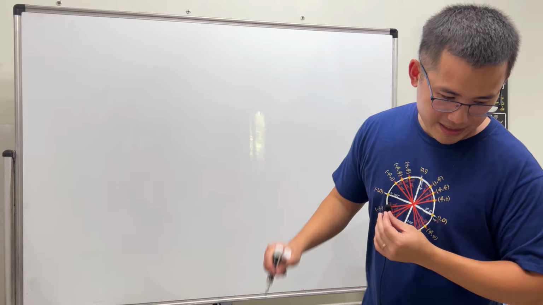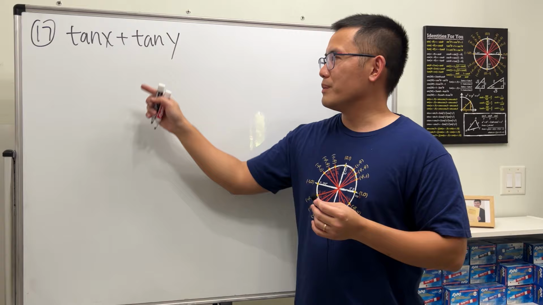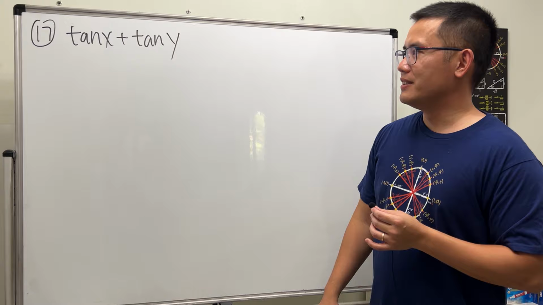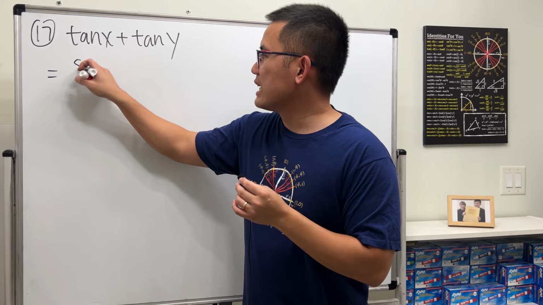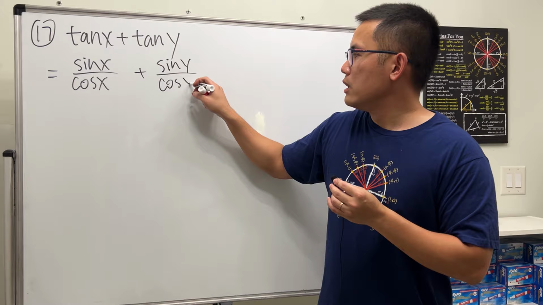We have tangent x plus tangent y. I love tangent y because this is a Kenny or something. So you can name your dog or cat Kenny. But wow, how do we even start with this? Don't worry, let's just do the fundamental. Let's write tangent as sine over cosine. This one right here will be sine x over cosine x. For this, we have sine y over cosine y. They are different, yeah? But let's combine them.